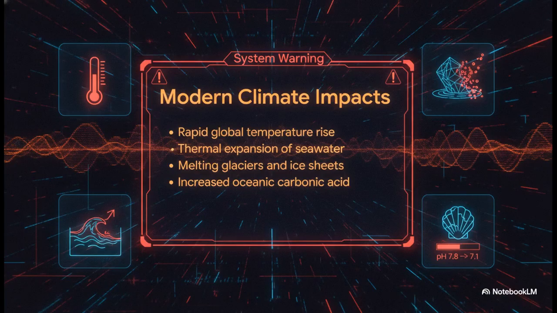Because carbon dioxide acts as a greenhouse gas, trapping thermal radiation that would otherwise escape into space, it's significantly altering the planet's overall energy budget. As a result, we're currently tracking several concurrent, cascading impacts. We're seeing rapid global temperature rise, the thermal expansion of seawater, melting glaciers and ice sheets, and increased oceanic carbonic acid, which lowers the water's pH and directly threatens marine skeletal materials.